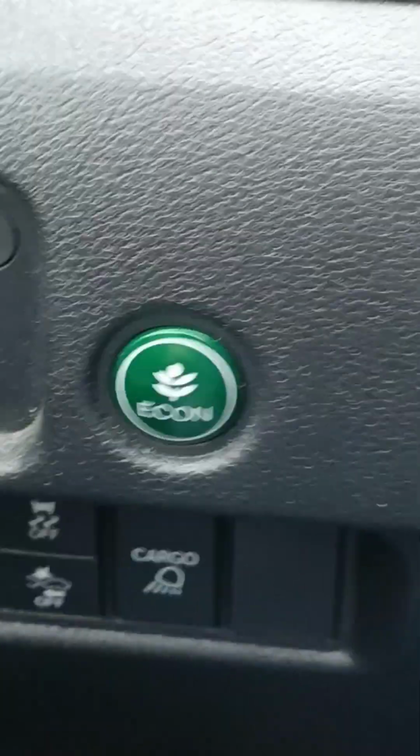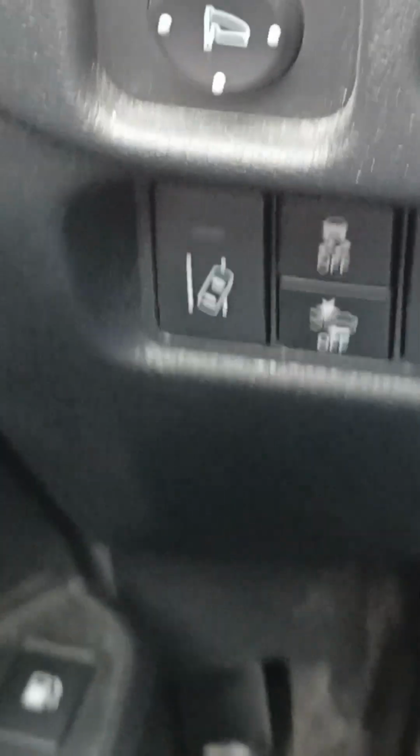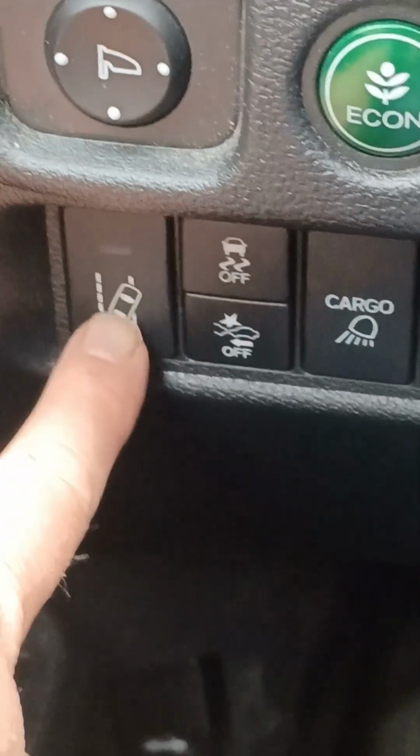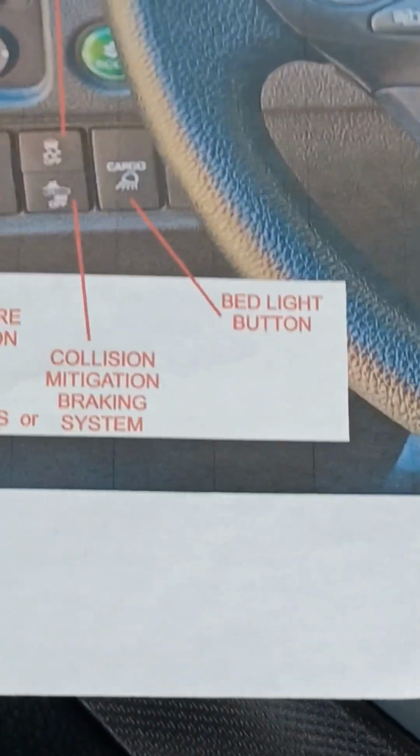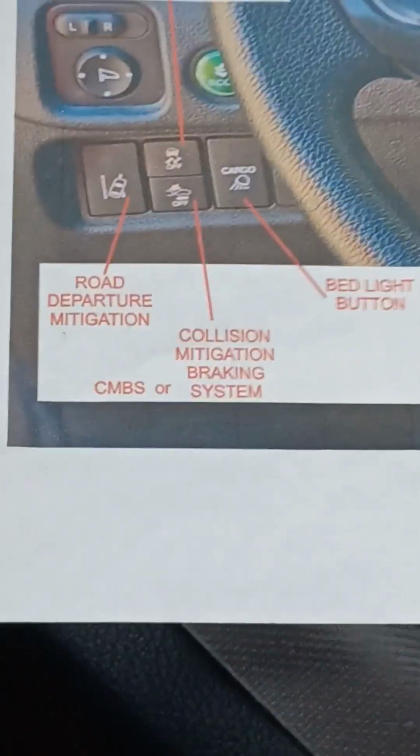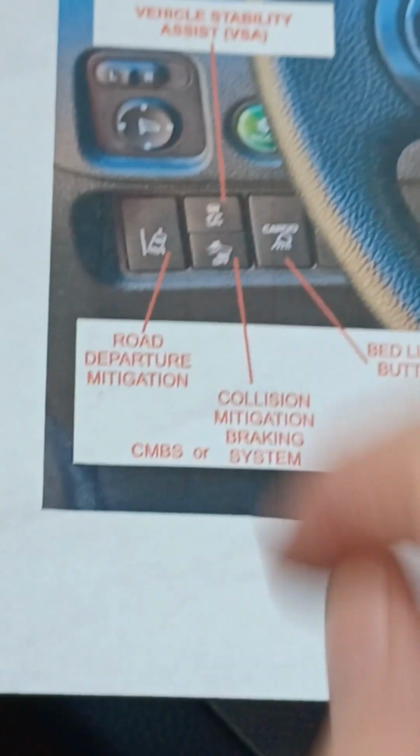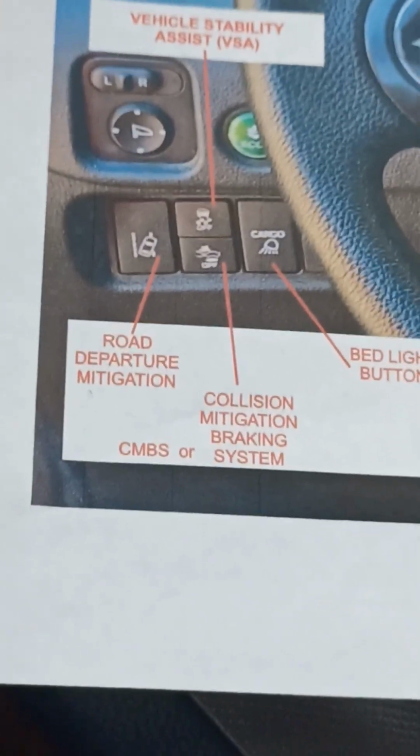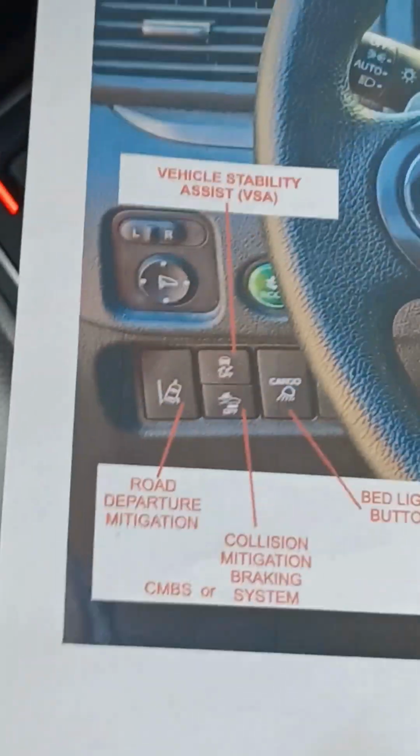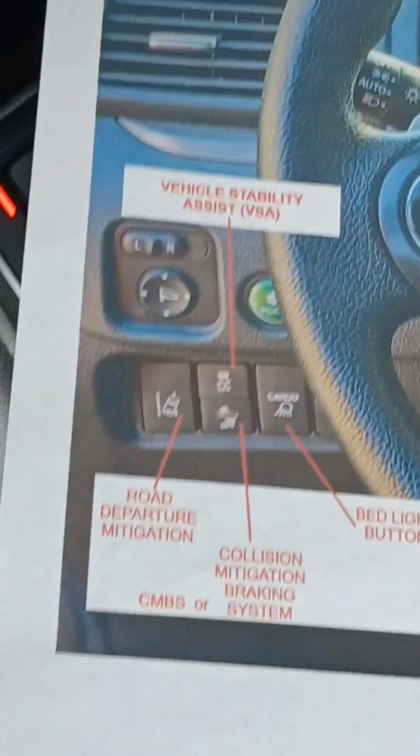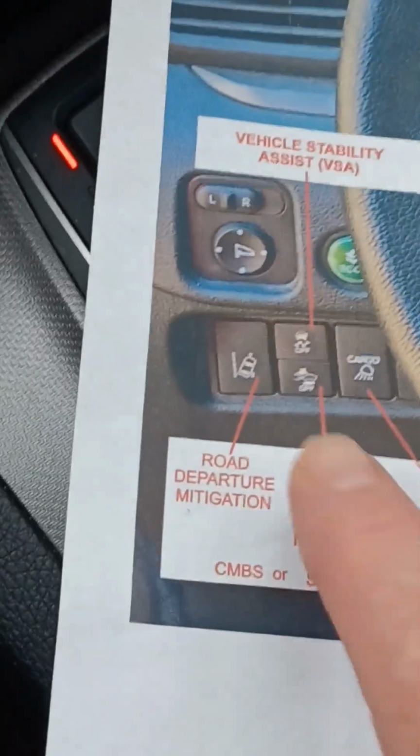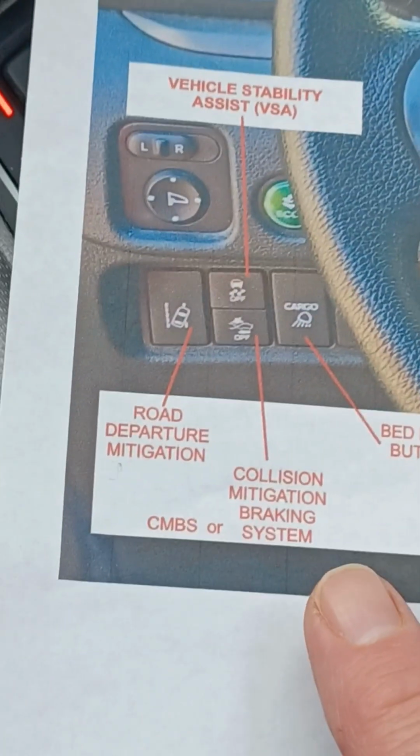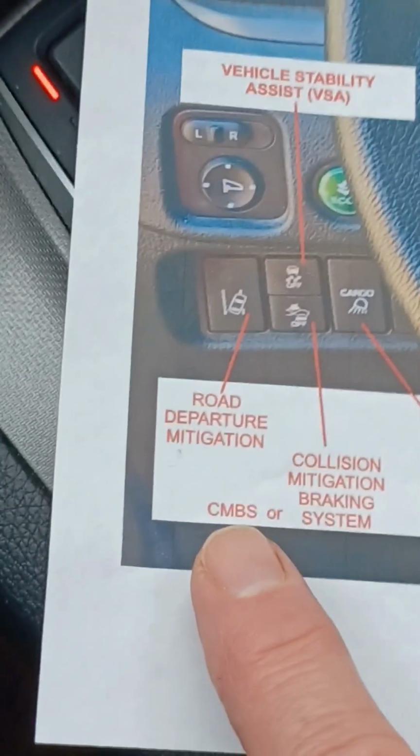What I want to talk about now are these 4 buttons right here. I'm sorry, I got a piece of paper to refer to. This is my paper about these 4 buttons. So this button right here is called the road departure mitigation, and it acts like lane keep assist. And this button right here on top is your vehicle stability assist, which is your VSA, and it's for traction control. And then this bottom button is called collision mitigation braking system, or CMBS for short.